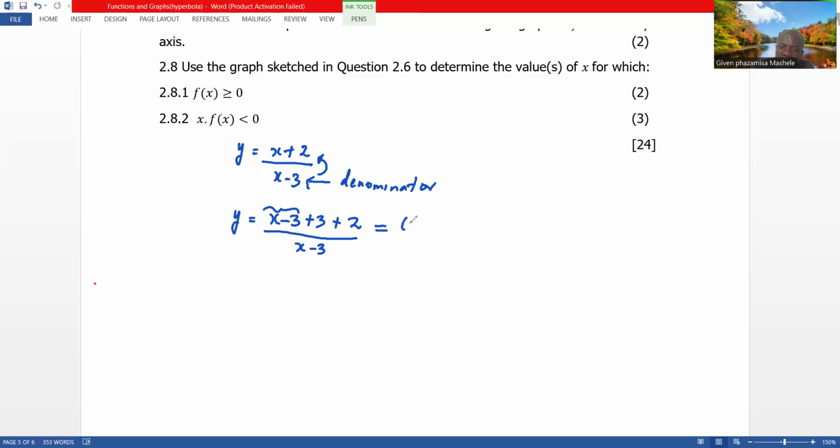So I'm going to put it inside the brackets: x minus 3, then I add these 2. What is plus 3 plus 2? This will be plus 5 divided by x minus 3. Then from here, I can say 5 divided by x minus 3 plus x minus 3 divided by x minus 3. So this expression would be 5 divided by x minus 3, and this one will divide, then we remain with 1.